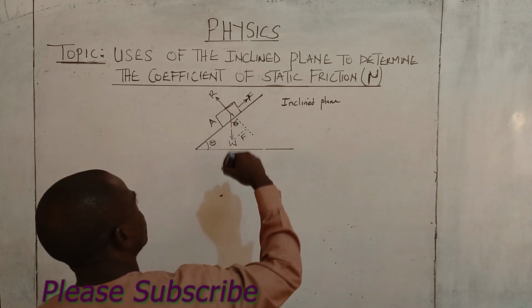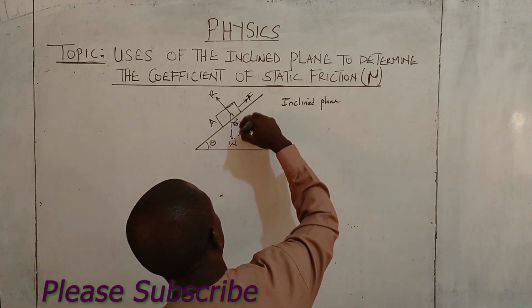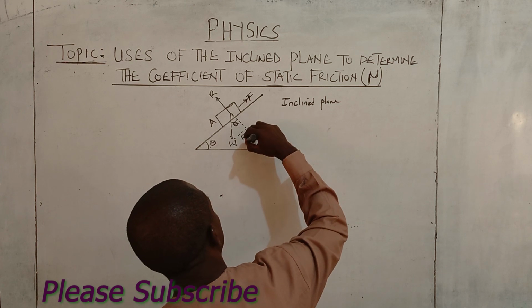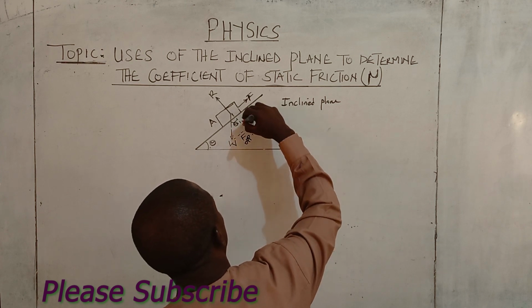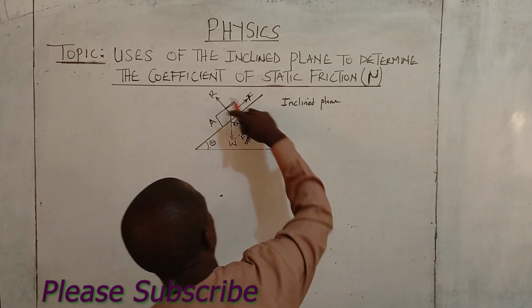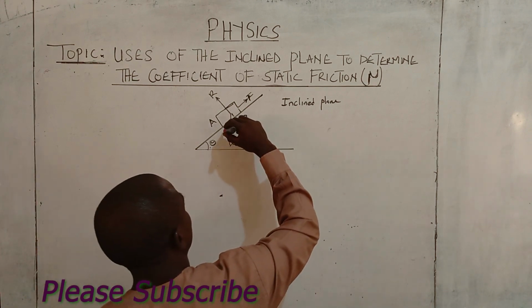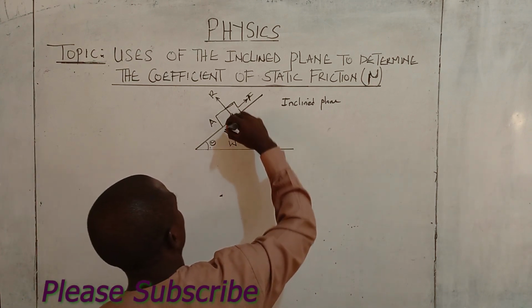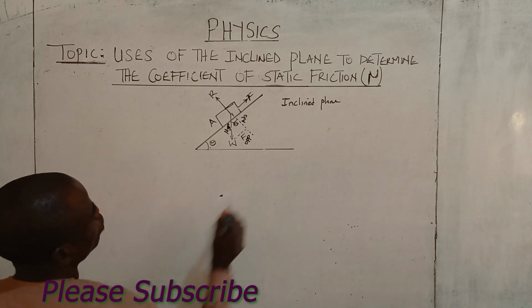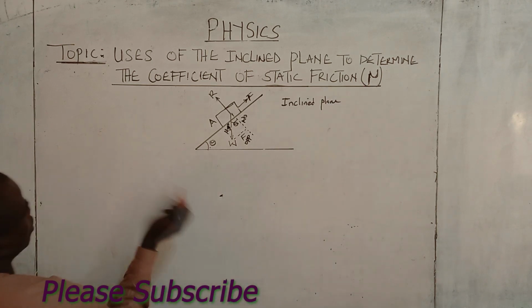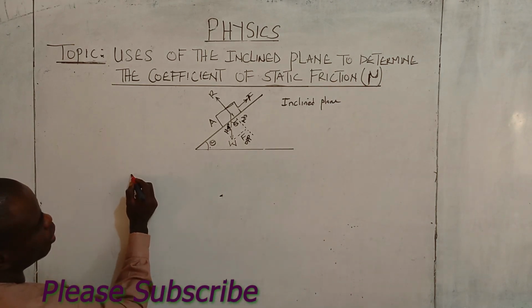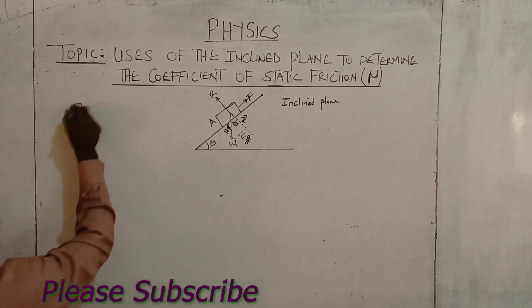Now, this is opposite to this angle, and this is adjacent. This line is adjacent. This is the hypotenuse. Now, we want to derive an expression for this. What we need to use is SOHCAHTOA.